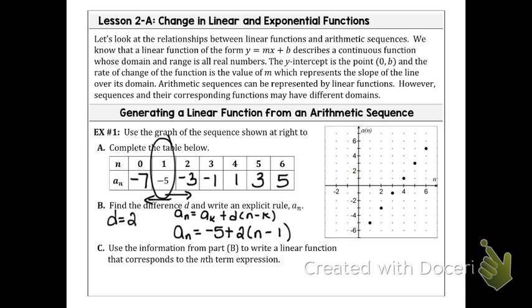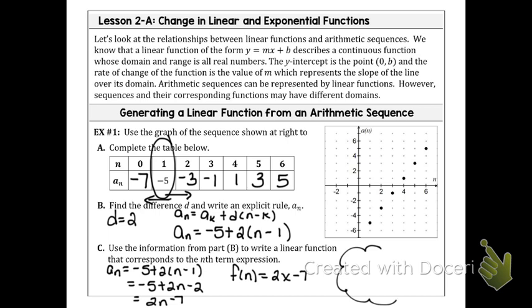And so C says to use the information from part B to write a linear function that corresponds to the nth term expression. So this is where we could work this out. We know that it's going to be the equation, so let's do that. a sub n is equal to -5 plus 2 times n minus 1, which is -5 plus 2n minus 2, which is going to give us 2n minus 7. And so to write the linear function, we would say f of n is equal to 2x minus 7.